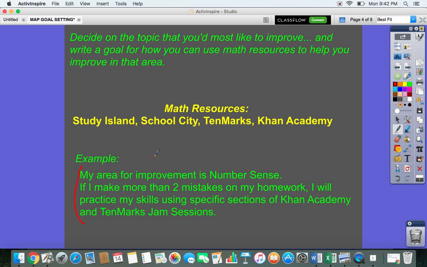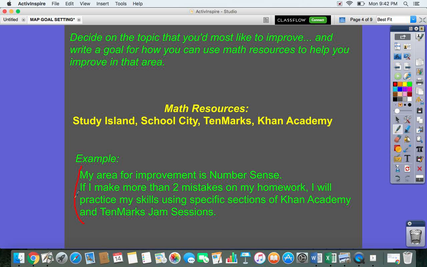So you basically want to say my area for improvement is, and that's where you're going to either write algebra, number sense or number systems, geometry, or stats and probability. And then I want you to explain how you're going to now monitor that goal. And so I think it's pretty reasonable to use like your nightly homework as the piece that's kind of telling you how you're doing.